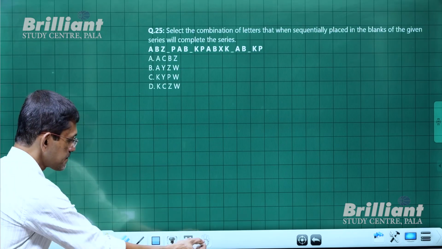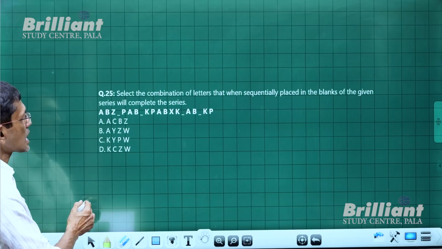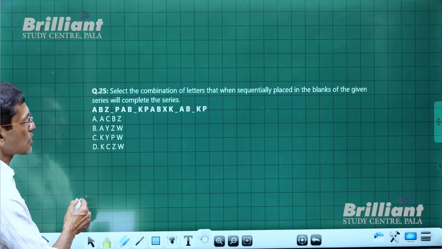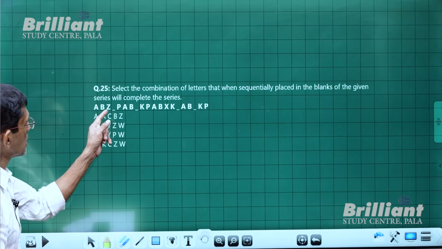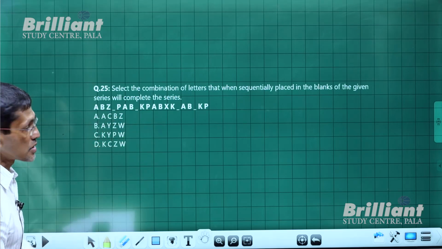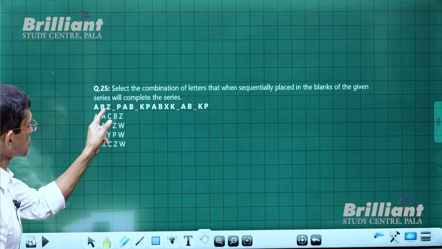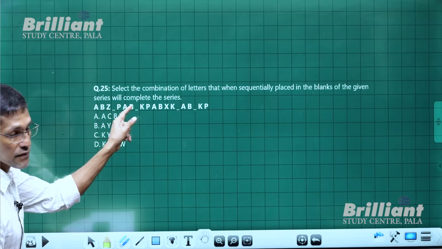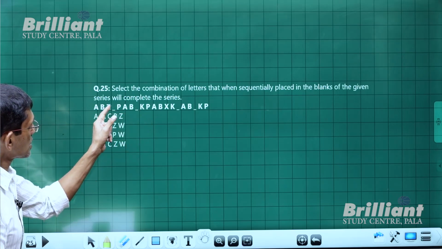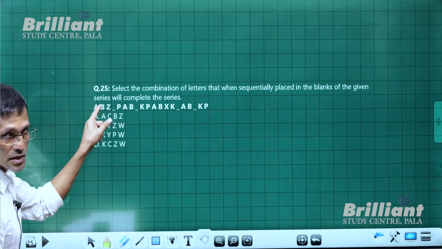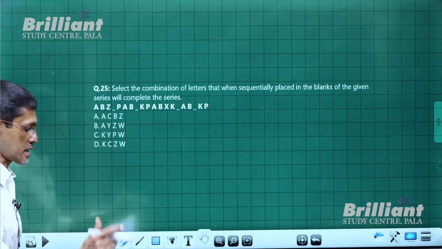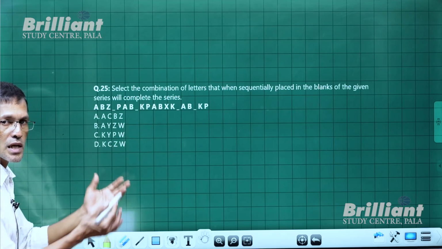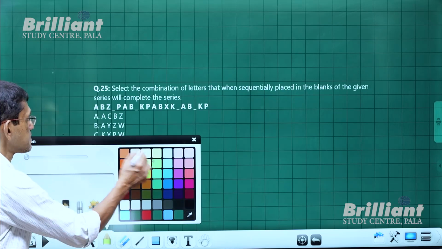Number 25. Select the combination of letters that, when sequentially placed in the blanks of the given series, will complete the series. So let's look at which letters are missing here. We have to choose the answer choice based on what kind of letters are missing. Once you plug in the correct answer choice, this will become some kind of series, so there is a pattern. Ultimately, this is a letter series question. So let's take a look at that.